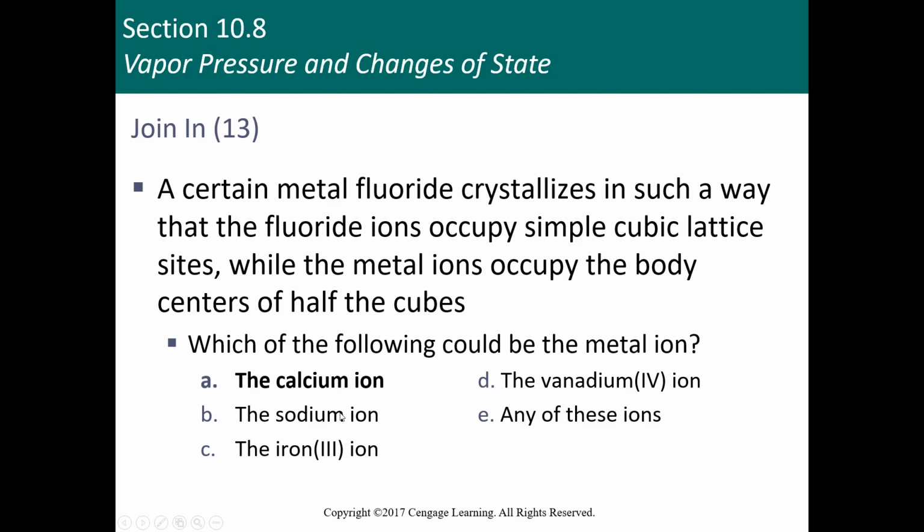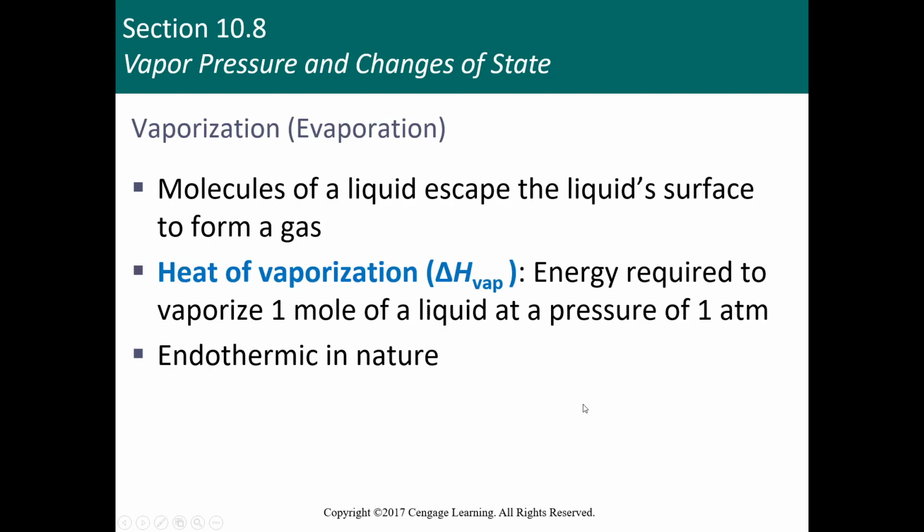Sodium would have a 1+ charge. If you look on your periodic table, that's group 1 again. This has a 3+ charge. That's what this Roman numeral right here means. This one would be a 4+ charge. Calcium is the only 2+, so it has to be it.